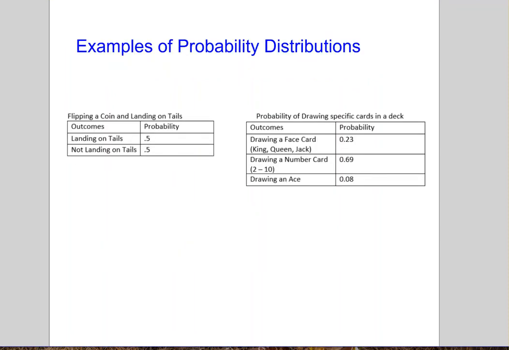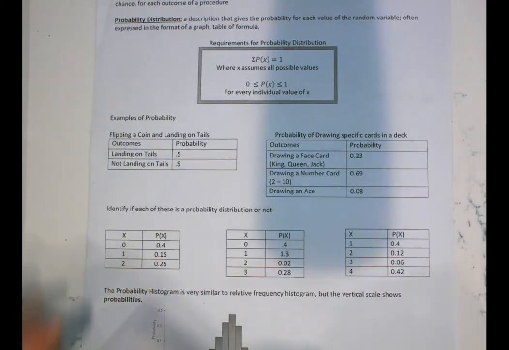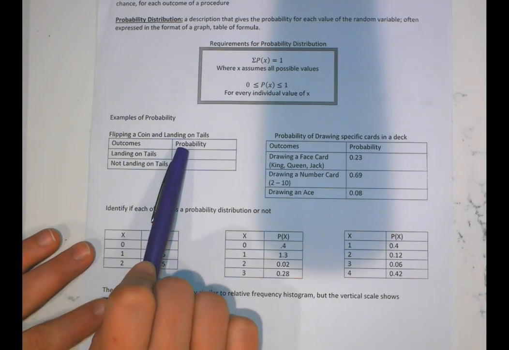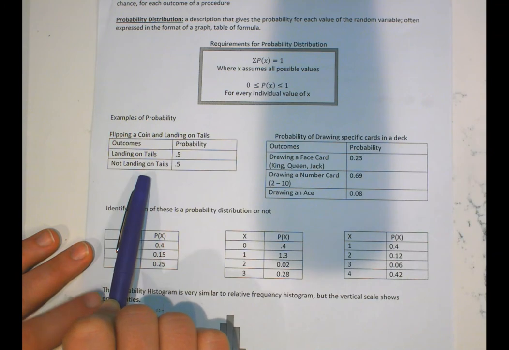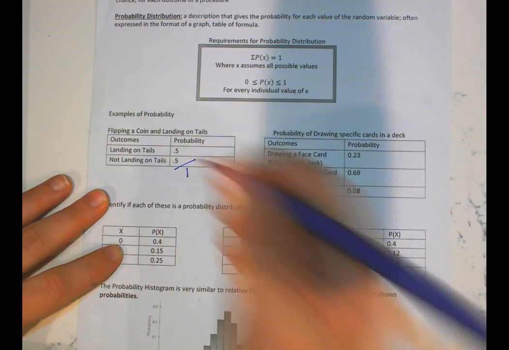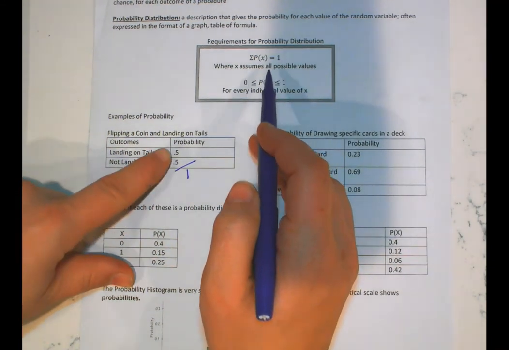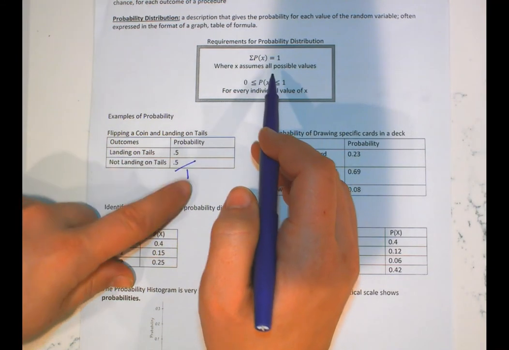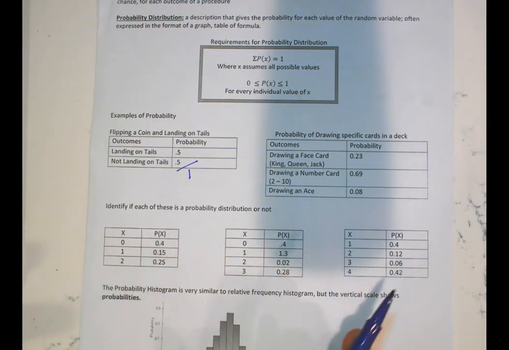So if we look at these two examples and the two examples on your paper, we'll see, right, here is all of our possible outcomes when we're flipping a coin and it landing on tails. So it either lands on tails or it doesn't land on tails. And there's our probabilities. And these add up to equal 1. So we've met our requirement that each of our individual probabilities, when I add them together, equals 1. And then each of our individual probabilities is between 0 and 1.